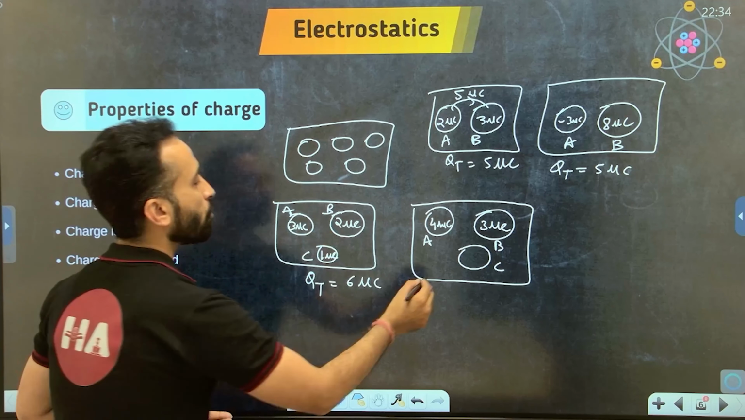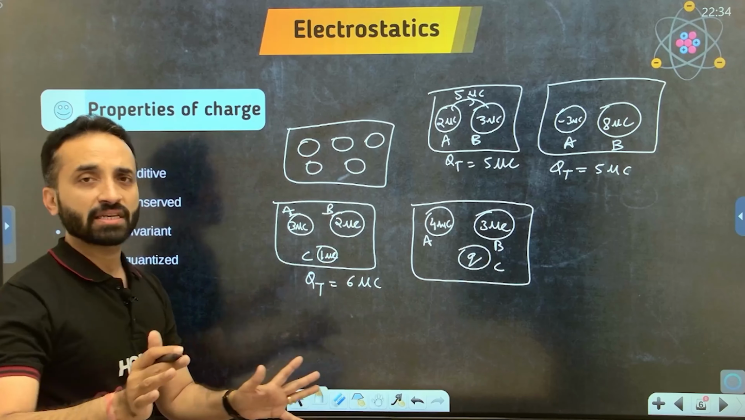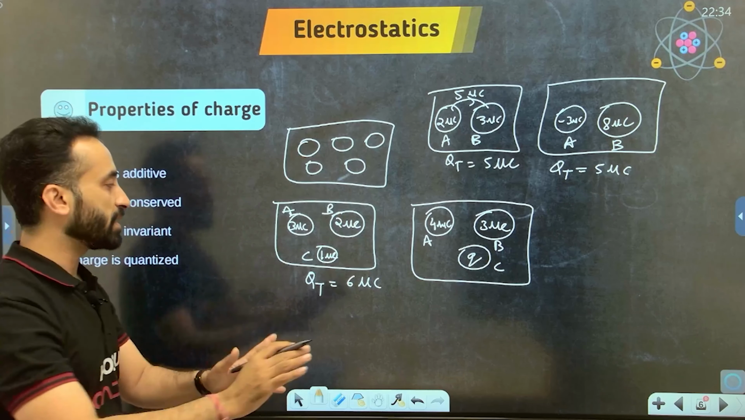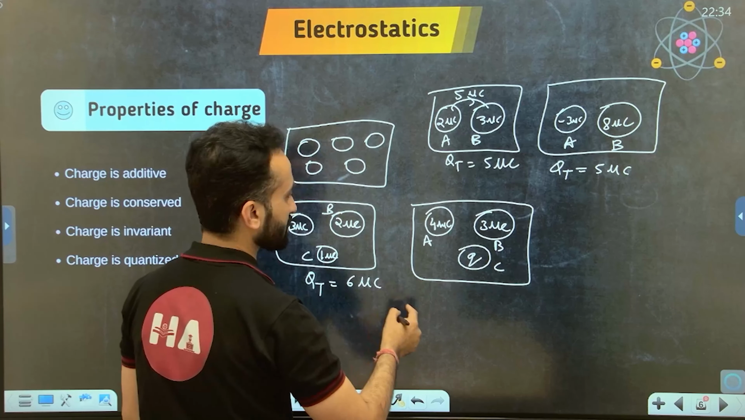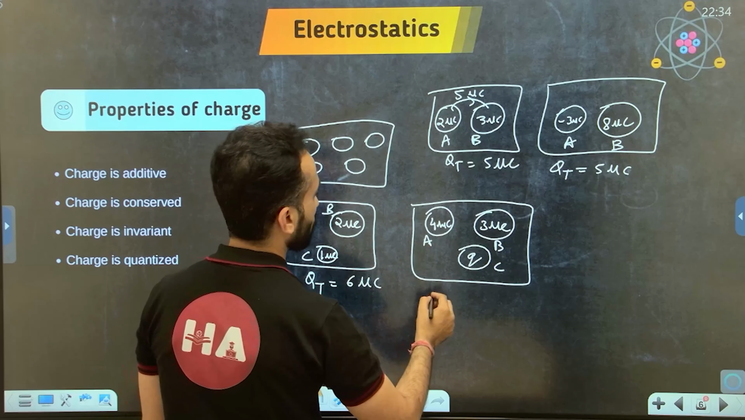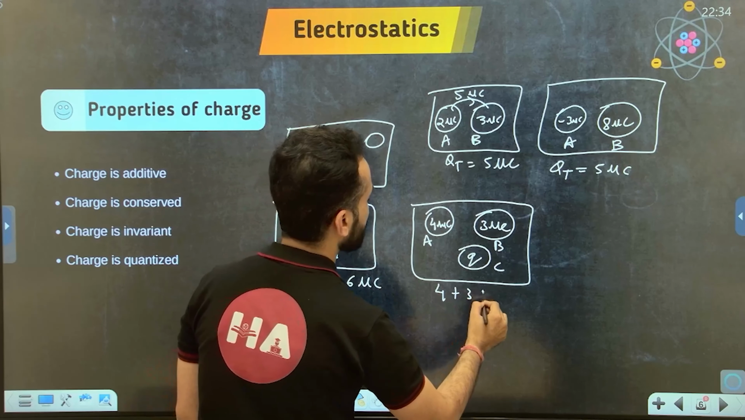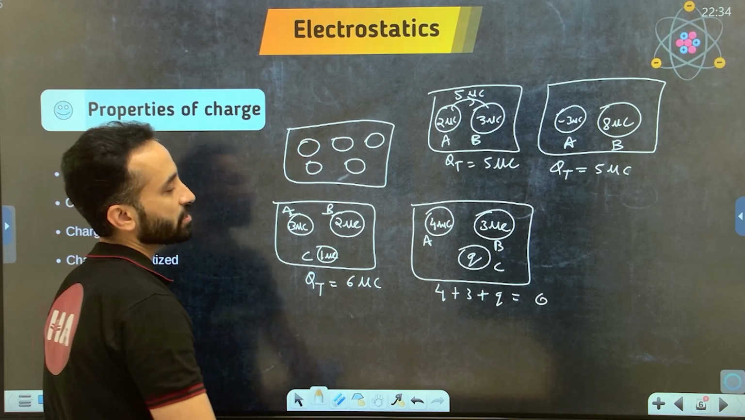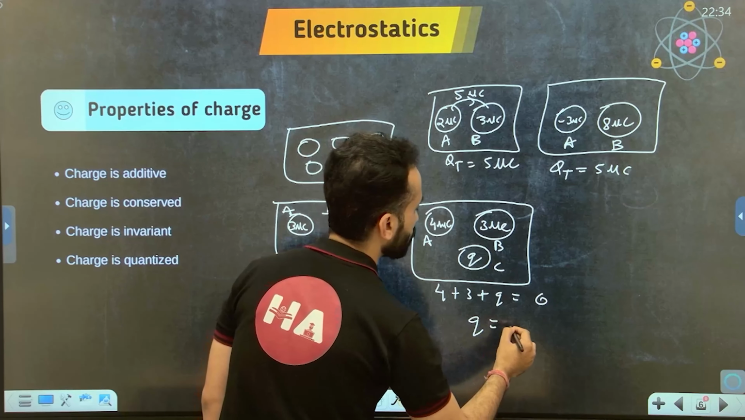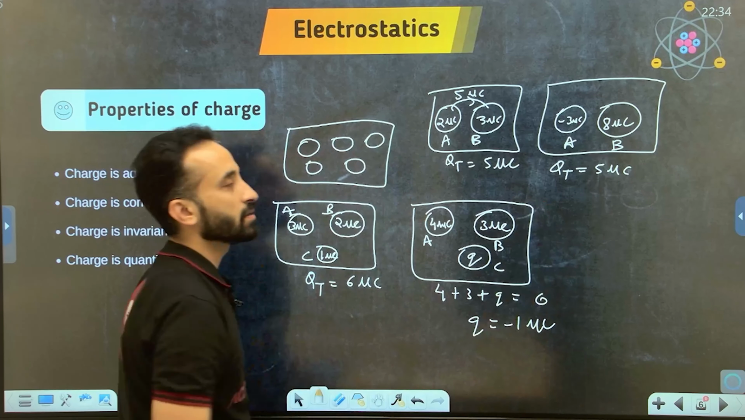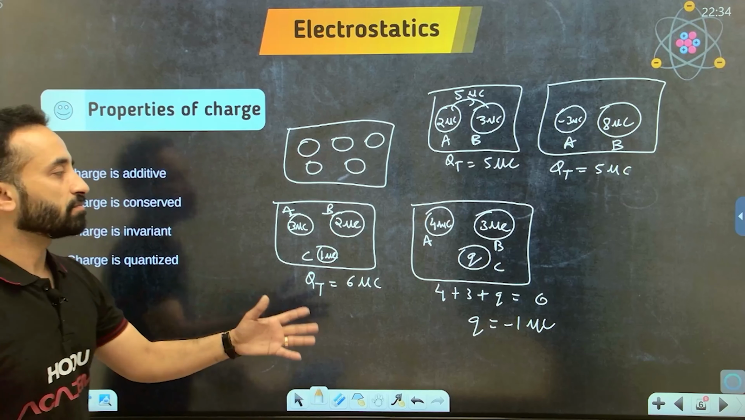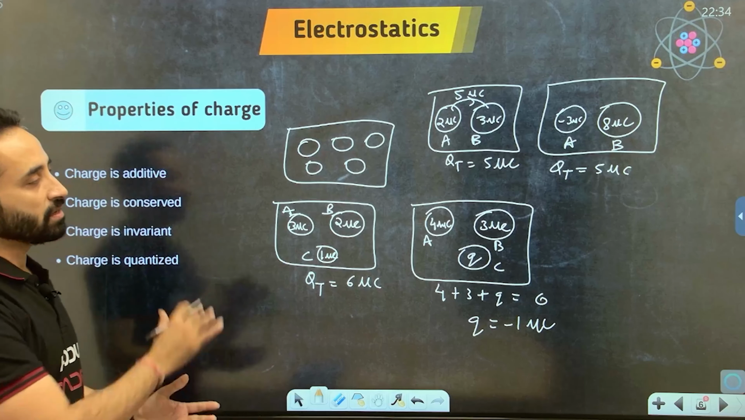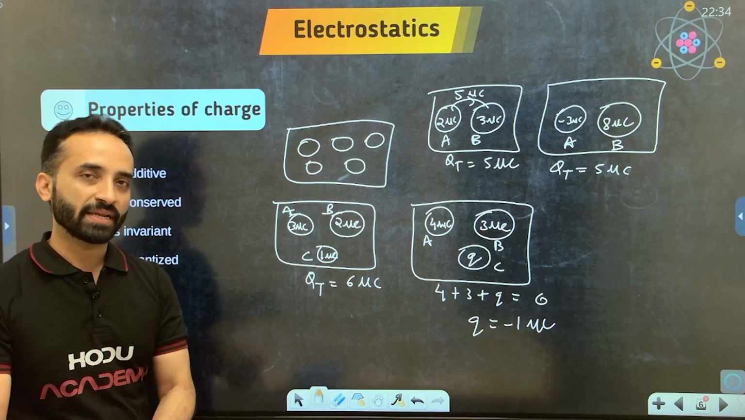So you would say whatever has happened between A, B and C, it's all right, but the total charge will remain conserved. So if it was like 6, it should remain 6. So 4 plus 3 plus Q should still remain equal to 6, my dear students. So that tells me that Q is equal to minus 1. So if A, B, C are intermixed, then probably C will have a charge of minus 1 if this configuration is to be maintained, right?